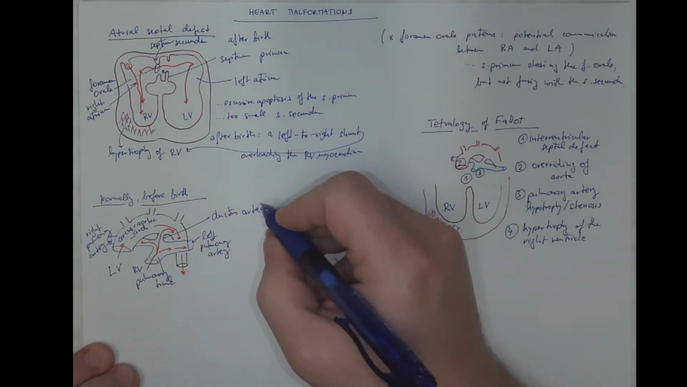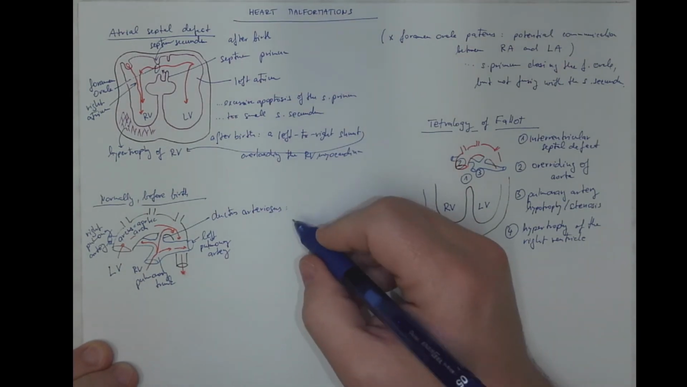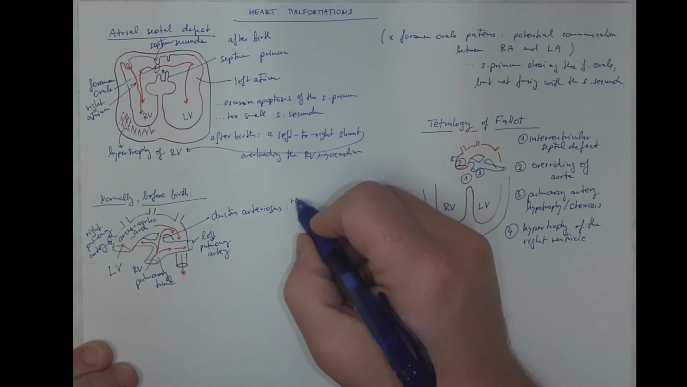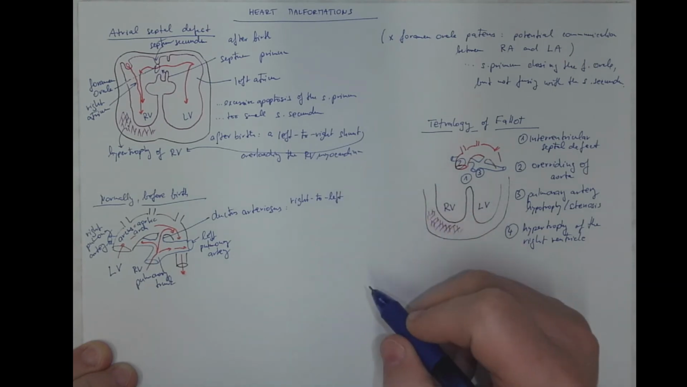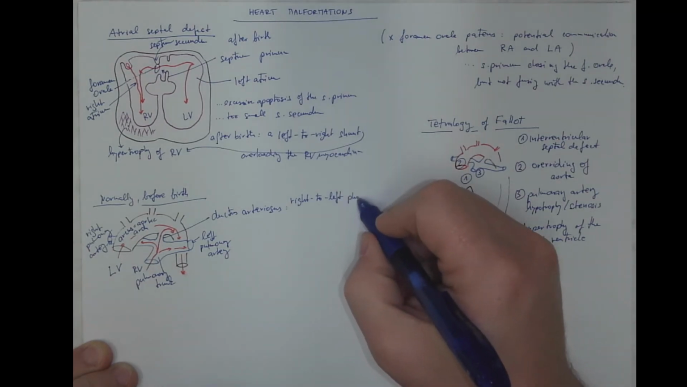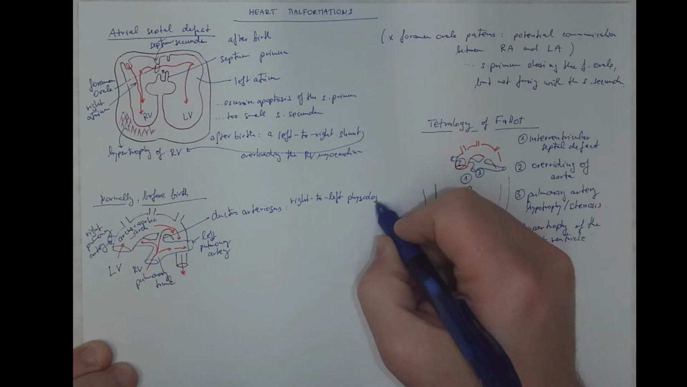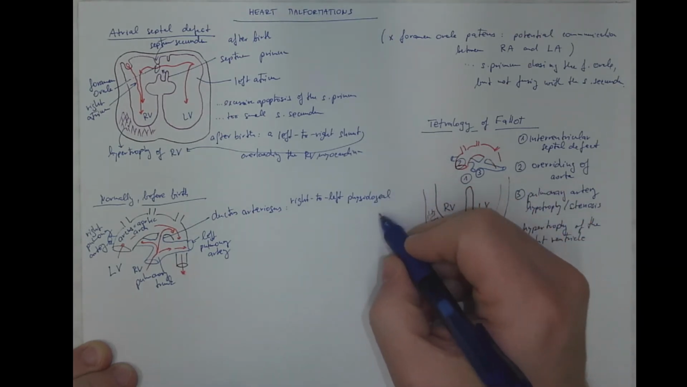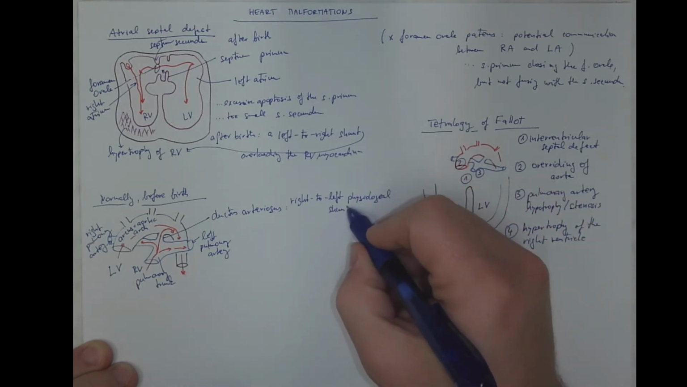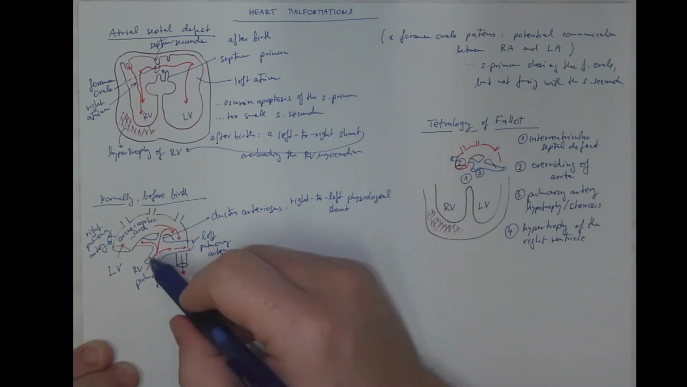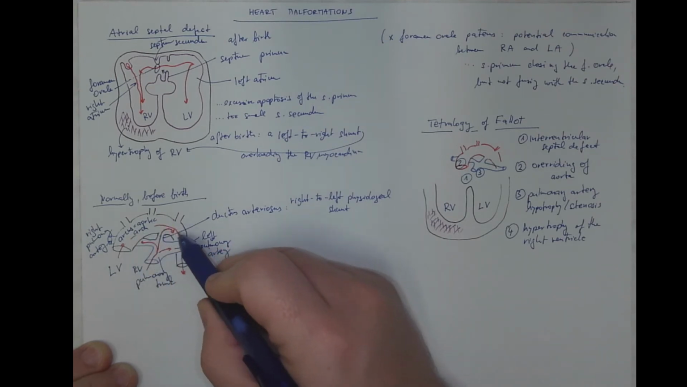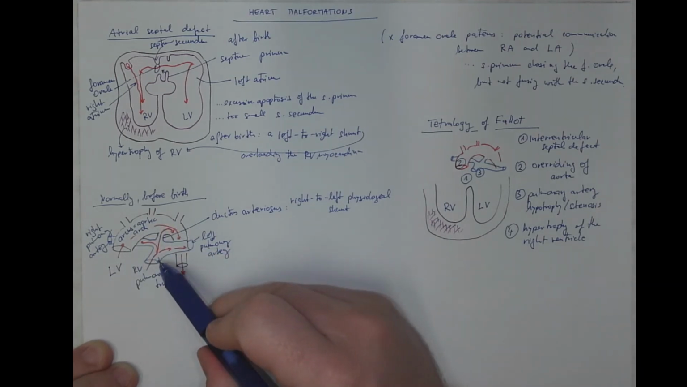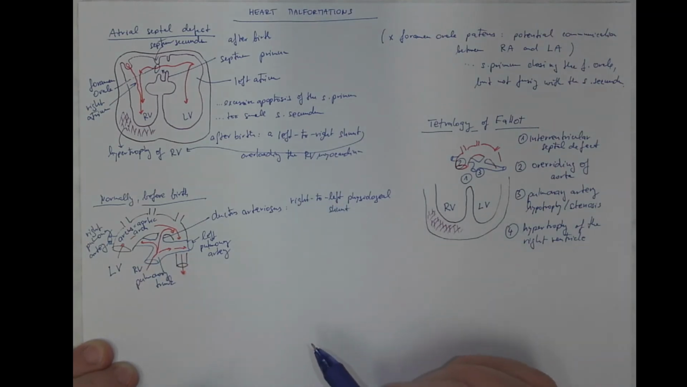So normally it works as a right to left physiological shunt. Why right to left? Because it's the blood from the right ventricle that comes to the systemic circulation supplied by the left ventricle. So even if it's an extra cardiac shunt, you can call it right to left shunt.